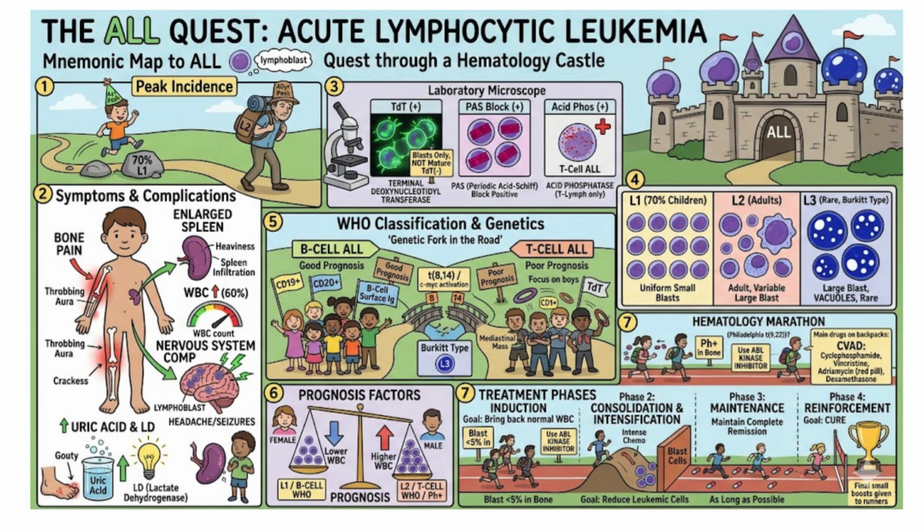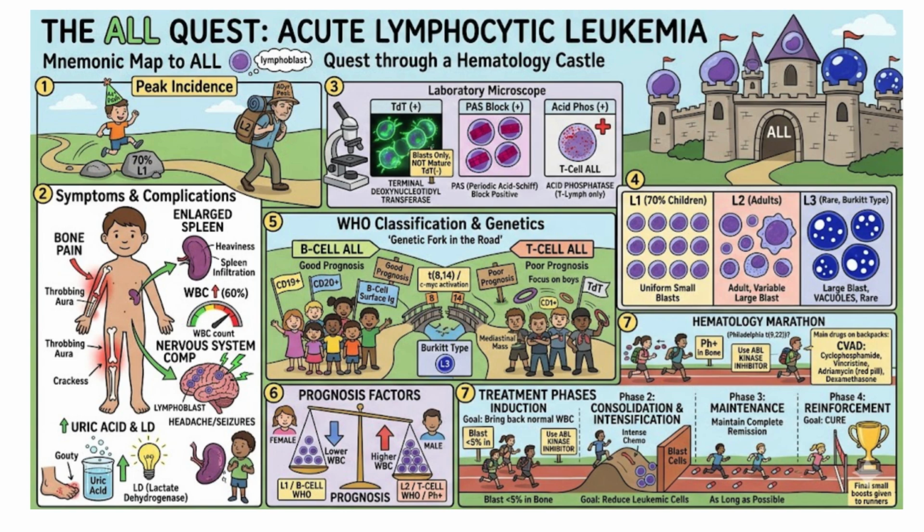The French-American-British classification, or FAB, divides the disease into three categories, where L1 consists of uniform small blasts, primarily in children, L2 involves variable large blasts in adults, and the rare L3 type features large blasts containing prominent vacuoles. The complexity of the disease is further refined through the World Health Organization classification, which focuses on cell lineage and genetic mutations. B-cell acute lymphocytic leukemia is described as the more common type in children and is associated with a good prognosis, identified by the presence of CD19 and CD20 surface markers.